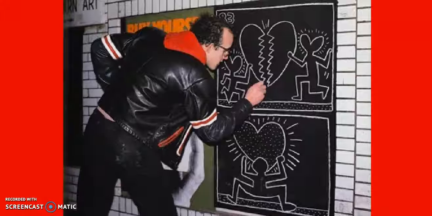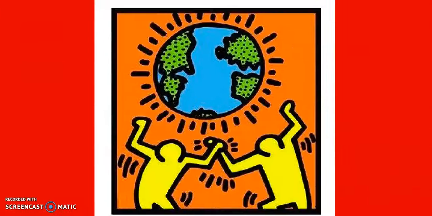So here's just another picture of Keith working in the subway, and he's drawing artwork. Oftentimes, this would catch people's attention, and soon he became a very popular artist. These are some examples of Keith Haring's activist art.